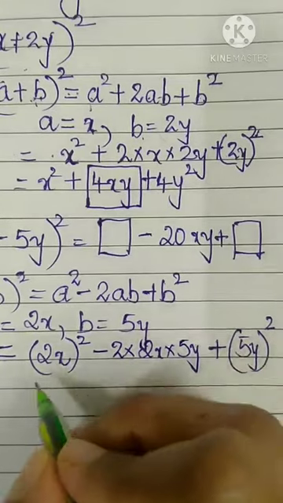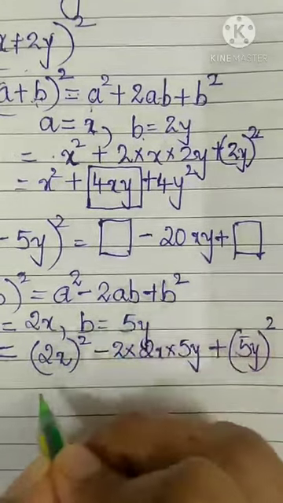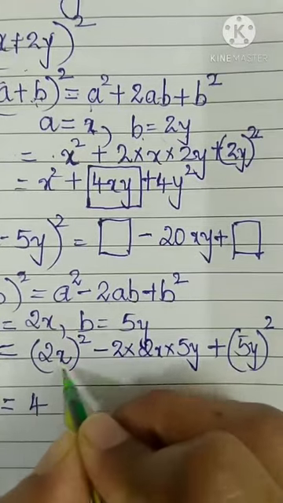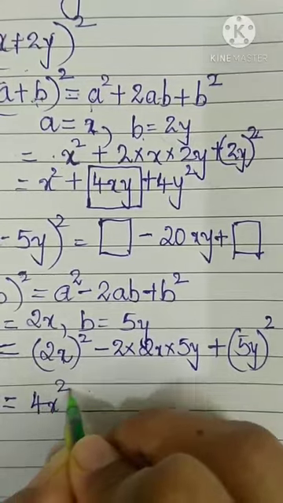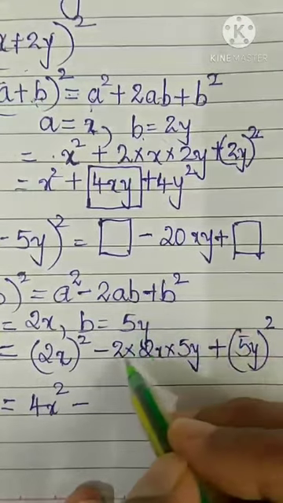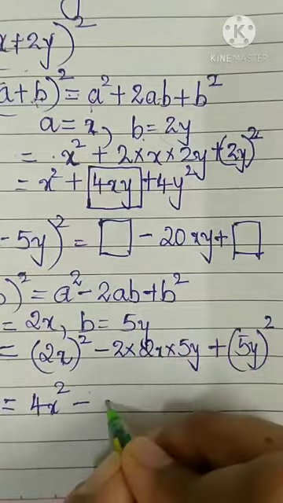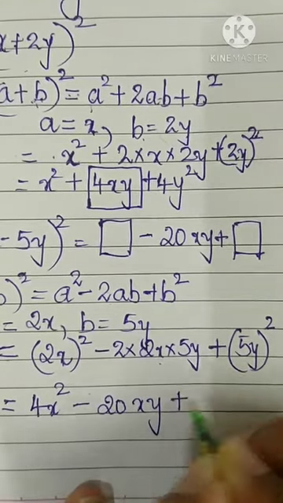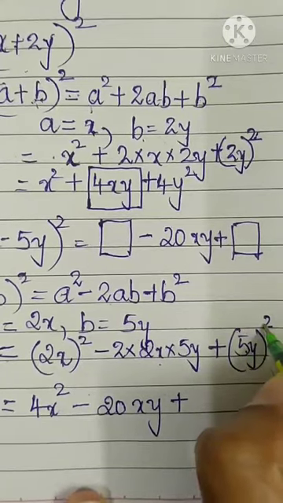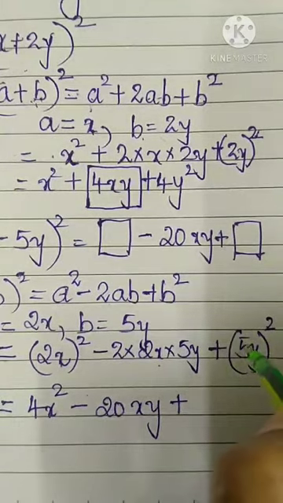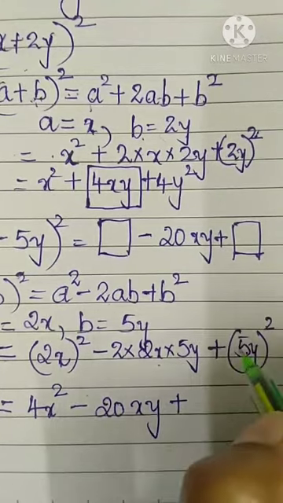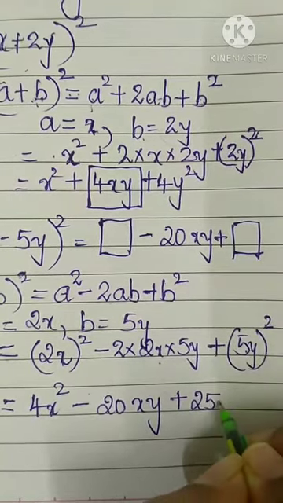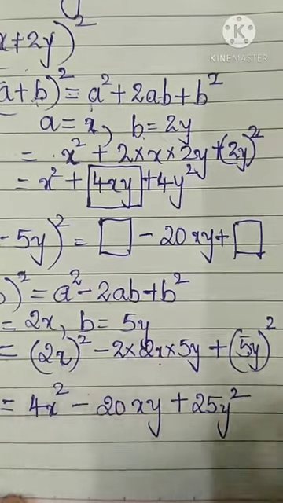Coefficient is there, no? 5, 2. So you have to put whole square. Now carefully multiply. 2 square will be 4 and x square will be x square, minus 2 2s are 4, 4 5s are 20, x and y, xy, plus 5 square it is. In a hurry some students write 5 2s are 10. It is 5 square. 5 into 5 is 25 and y square. So this is our answer.